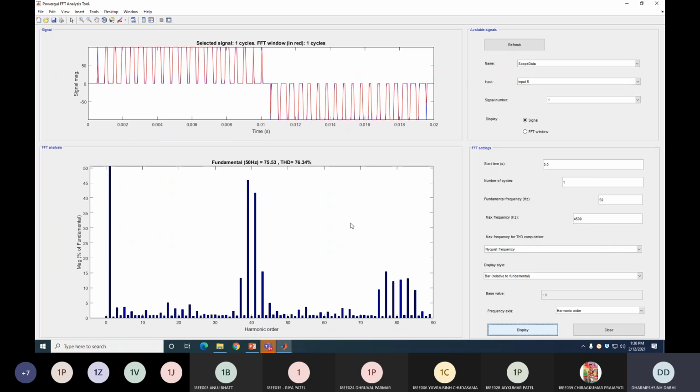What are the dominant order harmonics? What is the first dominant order harmonic here? 37. Yes. 39. Before this, 40 you can see is almost 0 here. Before that, just that is 39. 39 is the first dominant order harmonic, and just after 40, that is 41. So 39 and 41 are the first dominant order harmonics.